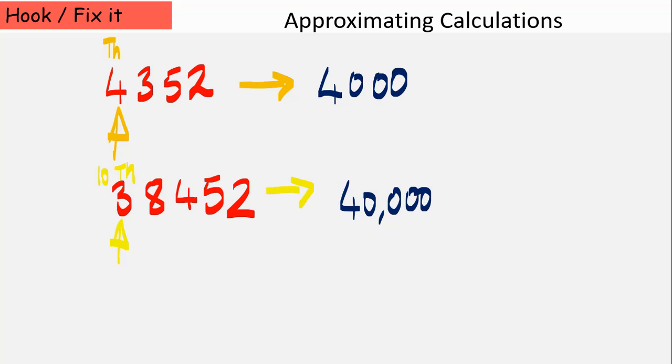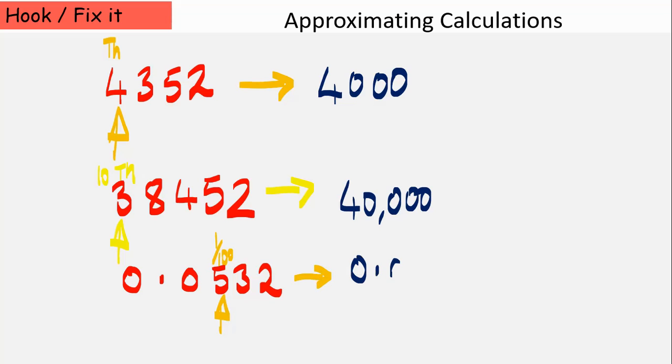Let's try a decimal. 0.0532. This time around, here is my first significant figure. It's my first non-zero digit when reading from left to right. So 0, 0, here we are, first non-zero digit. And this time round, it's in the hundredths column, or if you like, the second decimal place. So you round it to the nearest 100th or to 2 decimal places. In so doing, I would end up with 0.05.